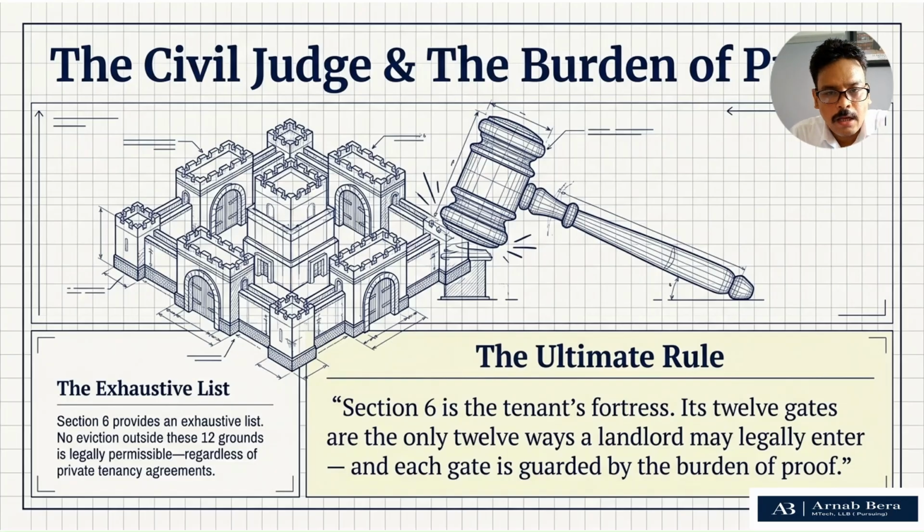And now this is the final slide, where it talks about the civil judge and the burden of proof. Section 6 provides an exhaustive list, and no eviction outside these 12 grounds is legally permissible, regardless of any private tenancy agreement. The ultimate rule is that section 6 is the tenant's fortress, and these 12 grounds, or gates, are the only 12 ways a landlord may legally re-enter his own premises, and each ground is guarded by the burden of proof. So that was the ultimate rule.